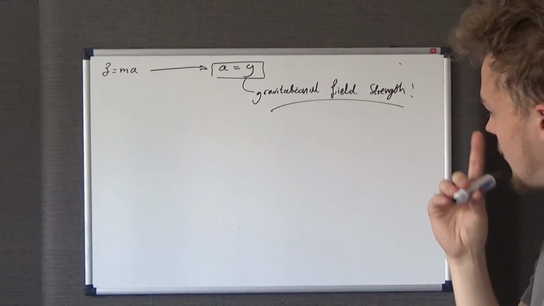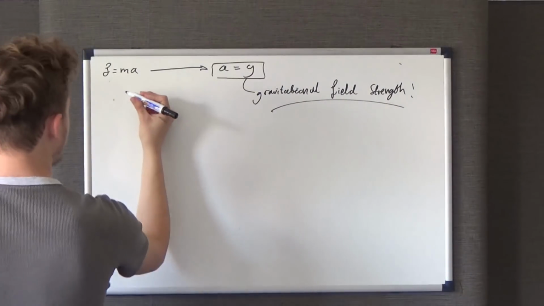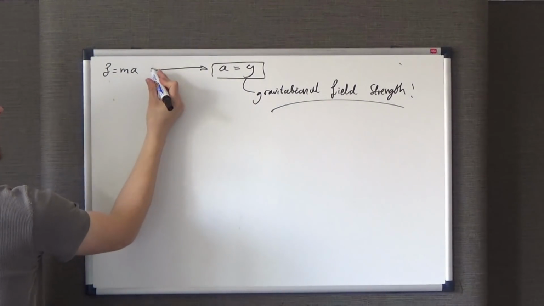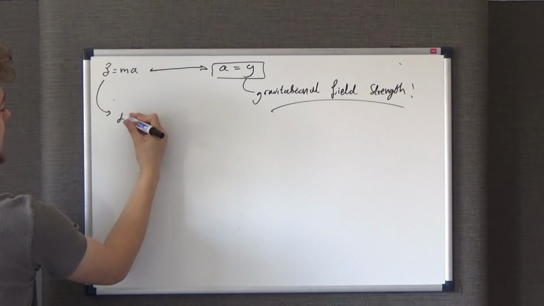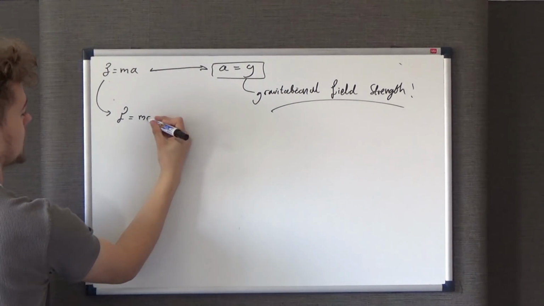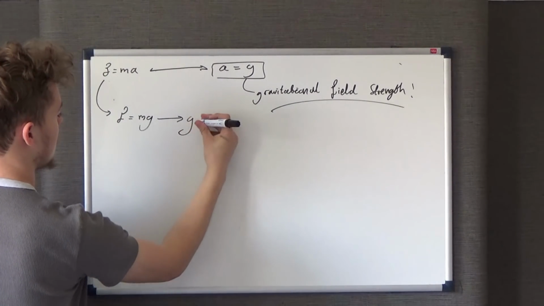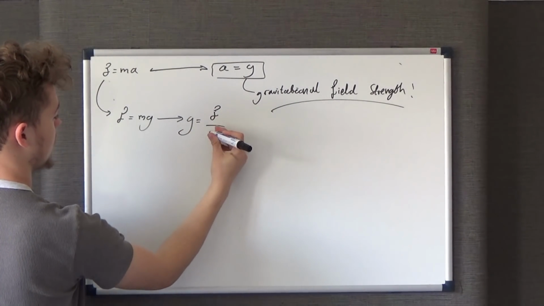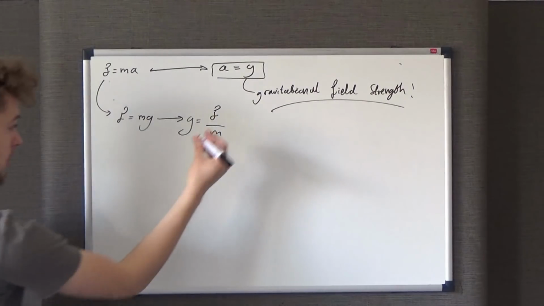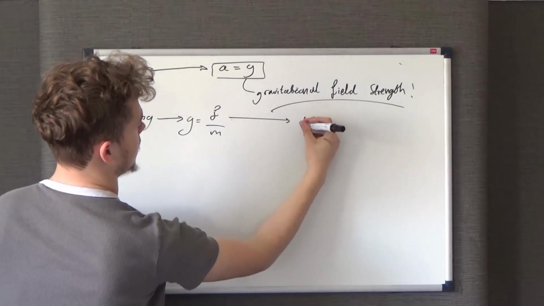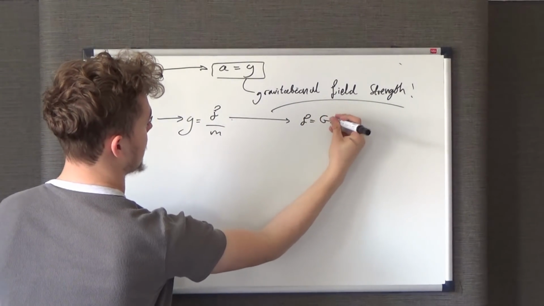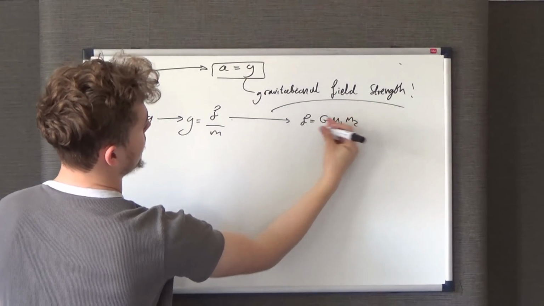So when we put a is equal to g back into this equation, what we get is F equals mg. And you can rearrange that to get the gravitational field strength, which is force over the mass. And you have to remember this force is what we've just looked at, and the force was F equals G m1 m2 over r squared.